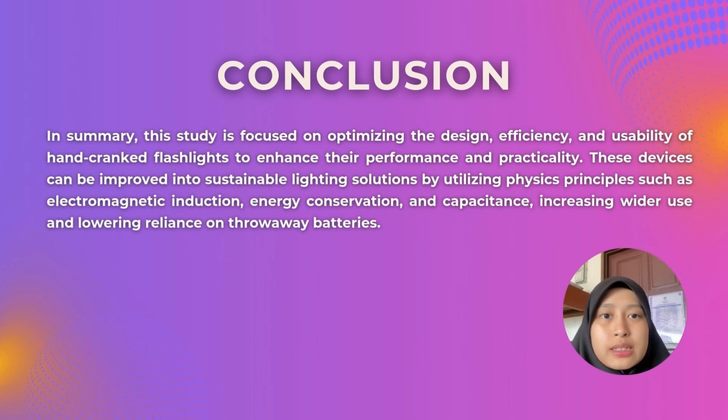In summary, this study is focused on optimizing the design, efficiency, and usability of the hand crank flashlight to enhance its performance and practicality. This device can be improved into a sustainable lighting solution by utilizing physics principles such as electromagnetic induction, energy conservation, and capacitance, encouraging wider use and lowering reliance on throwaway batteries.